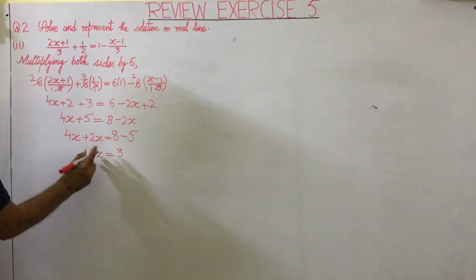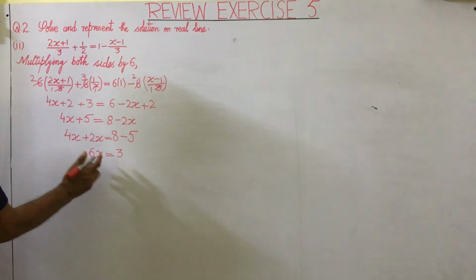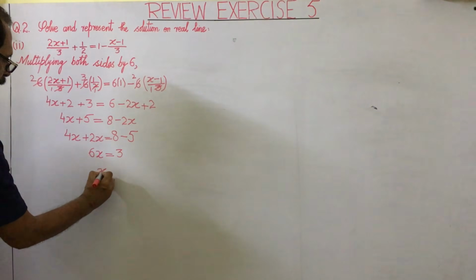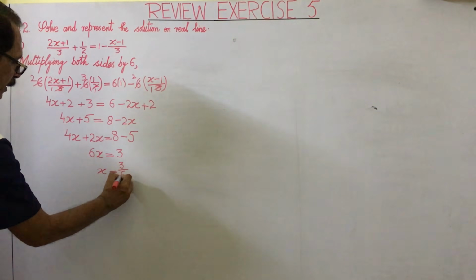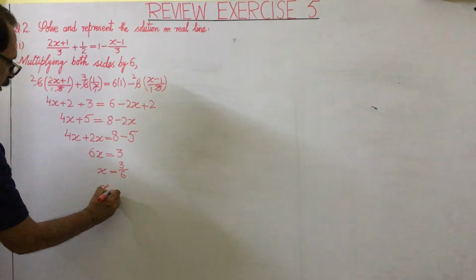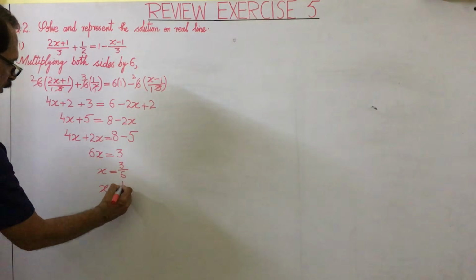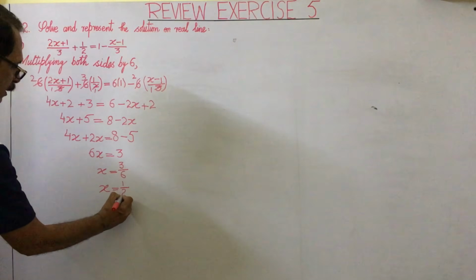Dividing both sides by 6. 6x over 6, 6 cancelled with 6. x is the remainder, 3 over 6. x is equal to 3 ones are 3, 3 twos are 6.